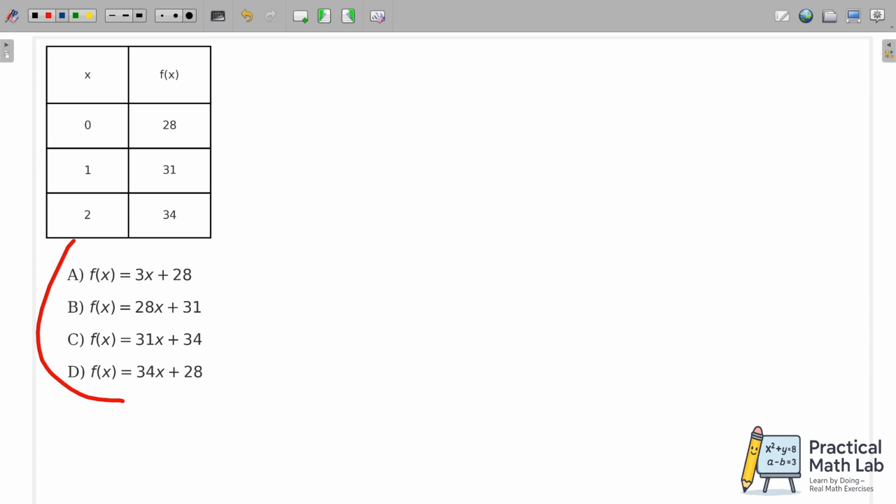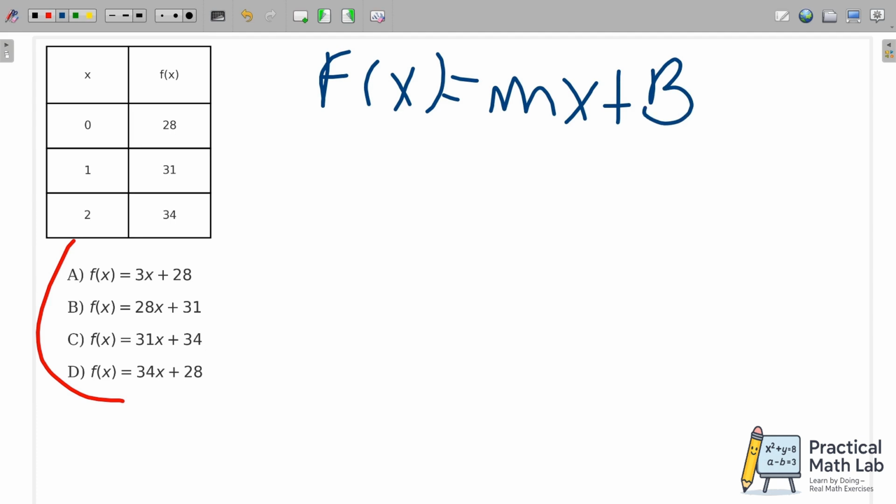In a linear function, the equation of a straight line is f equals mx plus b, where m is the slope of the line. If m is positive, the line is increasing. If m is negative, the line is decreasing. And if m is equal to 0, we have a constant, horizontal line.